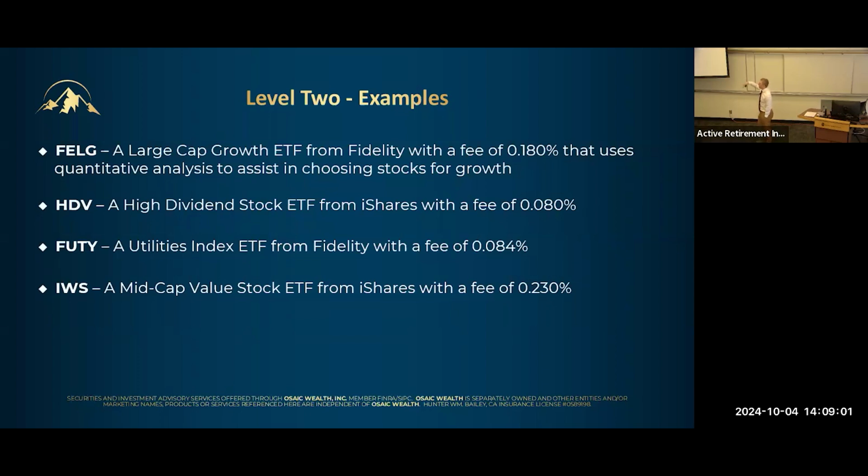Another option that we have here is a mid-cap value stock ETF from iShares, ticker IWS. This is the most expensive on this list here, with an expense ratio of 0.23%. Now, still overall, that's a pretty low expense ratio when we're talking about funds in general, but it is higher compared to all the things that we've been looking at.